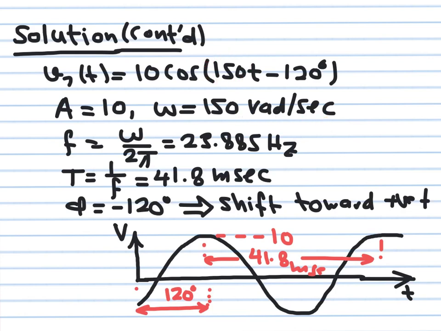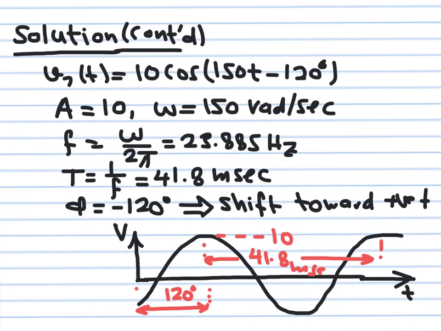If you want to get the corresponding frequency, you divide this by 2 pi. So 150 divided by 2 pi, which is 6.28, you get 23.885 hertz. So remember, we can get the frequency from the angular frequency by dividing by 2 pi. The periodic time is 1 over the frequency. So the time of one period is 1 over this frequency. You get the inverse of this one, and you get 41.8 milliseconds.